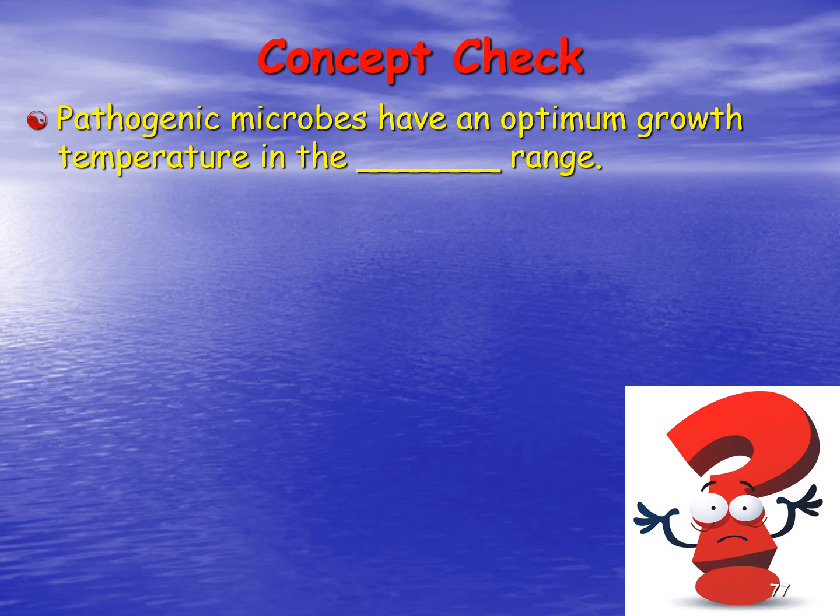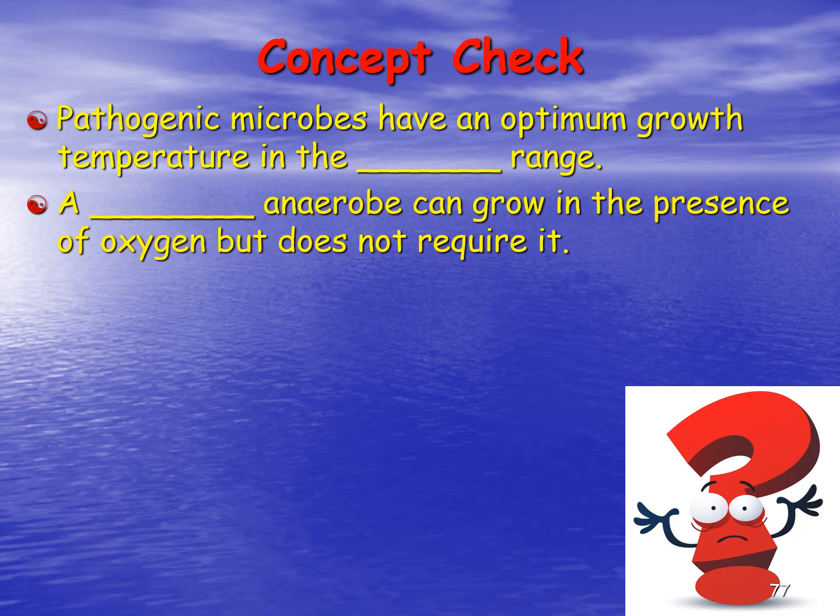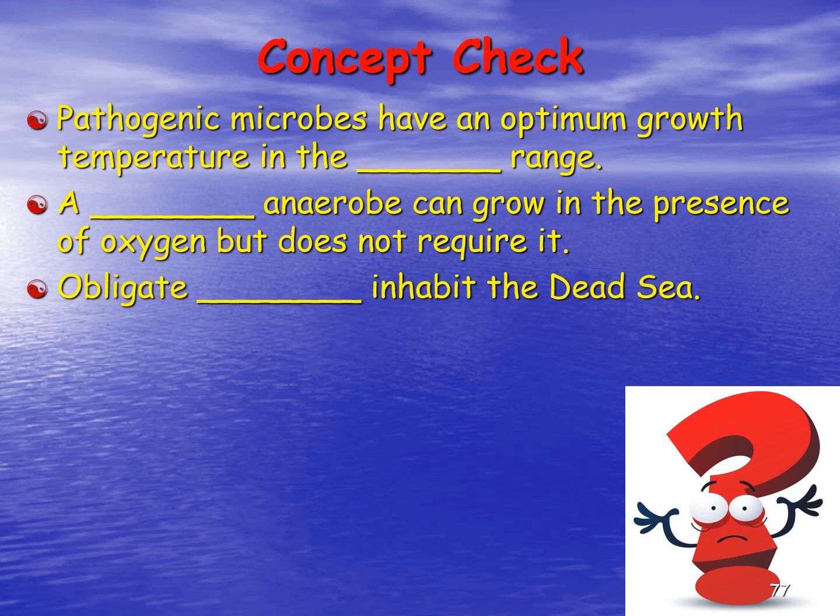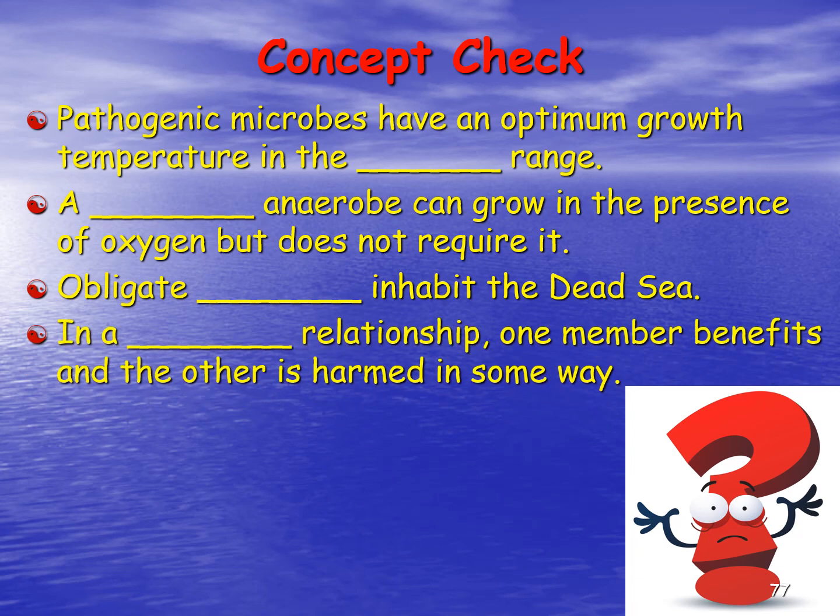So, pathogenic microbes have an optimum growth temperature in what range? What type of anaerobe can grow in the presence of oxygen but does not require it for its growth? An obligate what inhabit the Dead Sea? And in what type of relationship does one member benefit while the other is being harmed in some way?